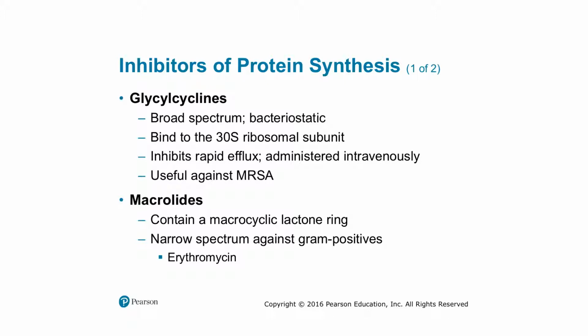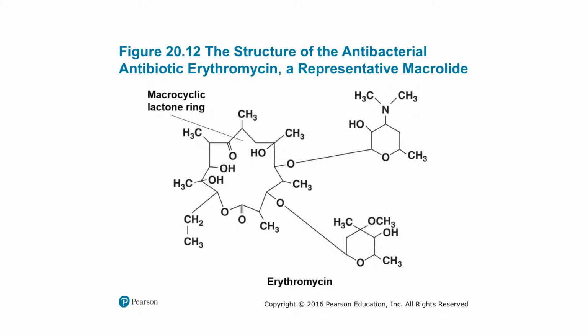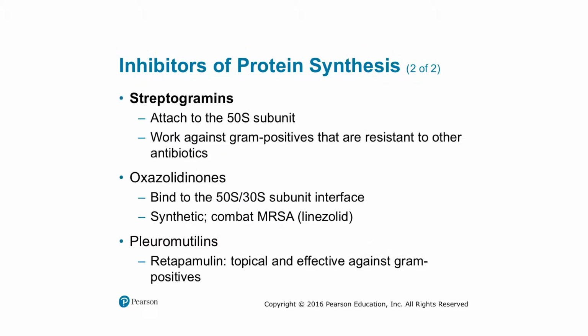Macrolides, these are going to contain a macrocyclic lactone ring, and they're a narrow spectrum against gram-positives. So here you can see that macrocyclic lactone ring. And so this is a representative macrolide. This is erythromycin here. This is a very commonly prescribed antibacterial drug.